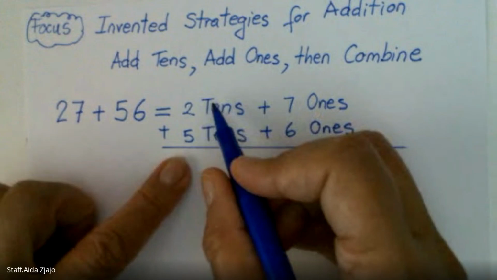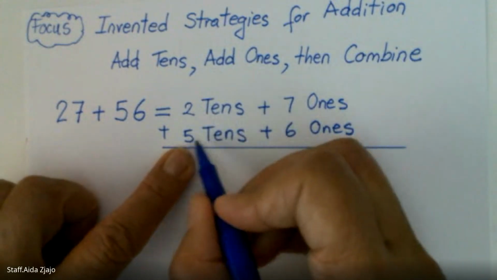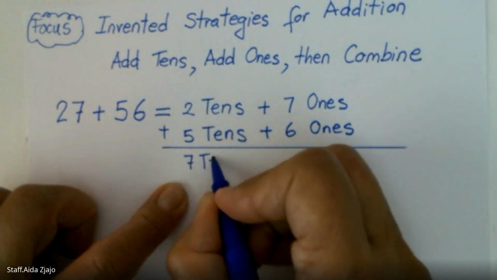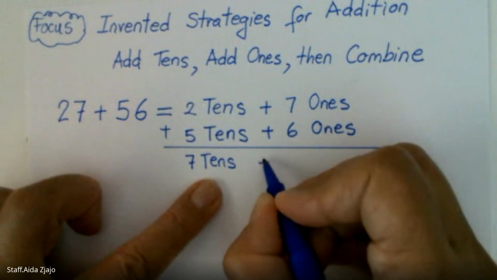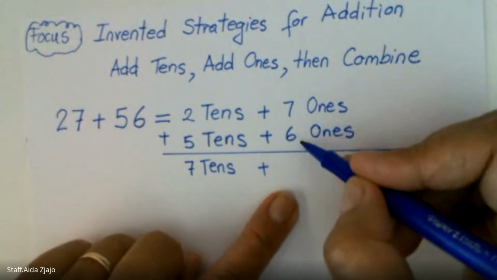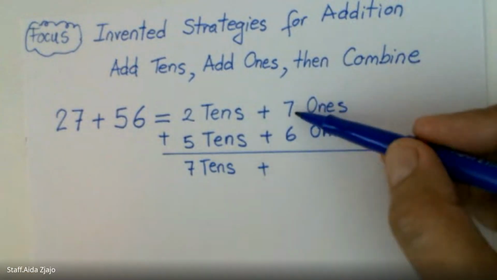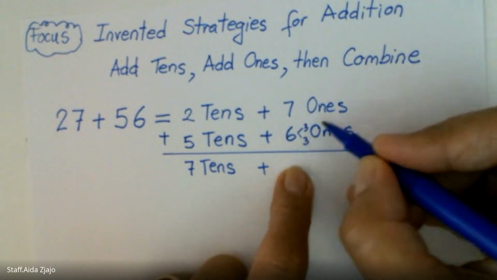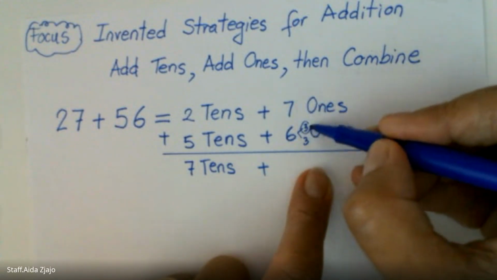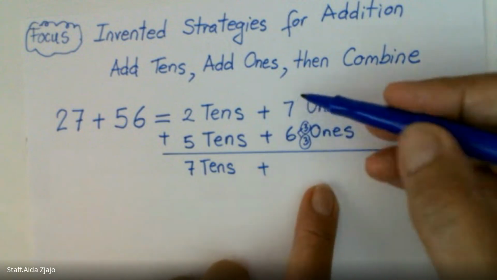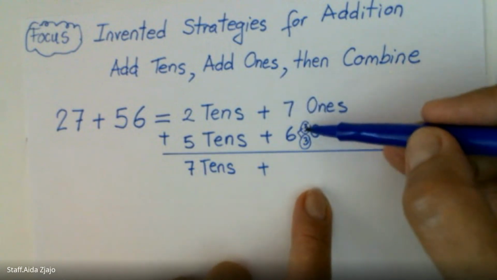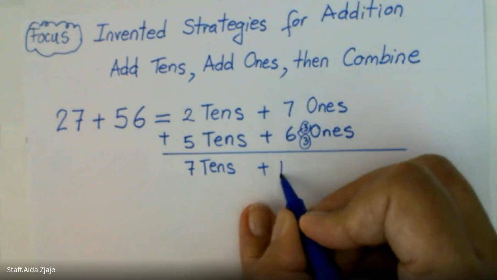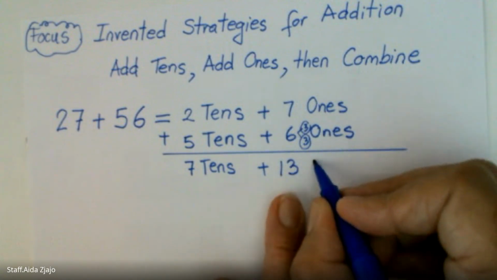So now I have 2 tens, and 5 tens makes 7 tens. Plus 7 ones and 6 ones. I can think 6 to be 3 and 3 if I want to. I break apart 6 to make a 10. So 7 and 3 will make 10, and I will have 3 more. So that's 13. And 13 ones.